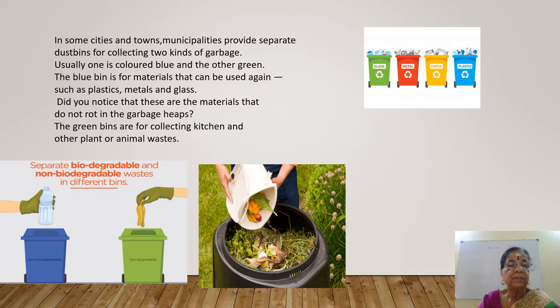Right? Similarly, this is the blue bin, which is for non-biodegradable waste, and this one is biodegradable. In our garden, if we keep a dustbin like this and put vegetable waste and dry leaves in it, it can be converted into compost, which is used as manure. I hope you understand this.